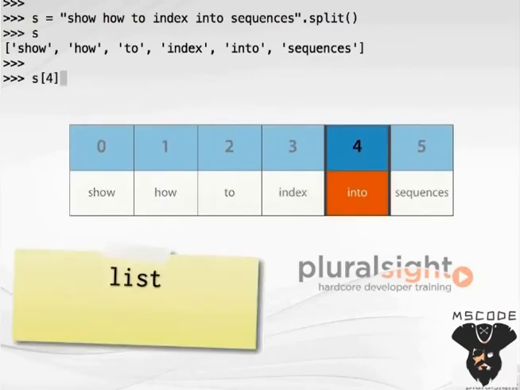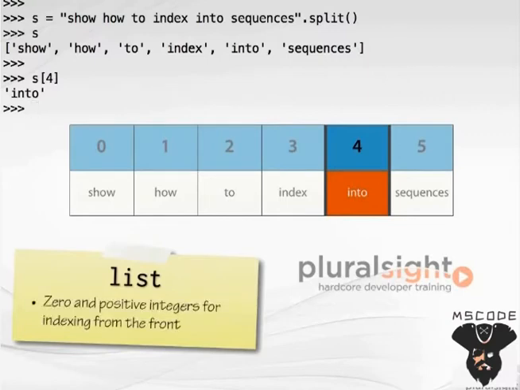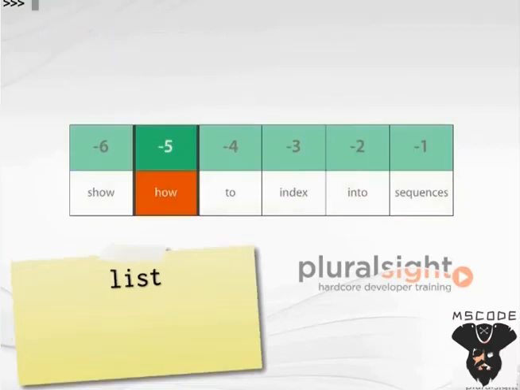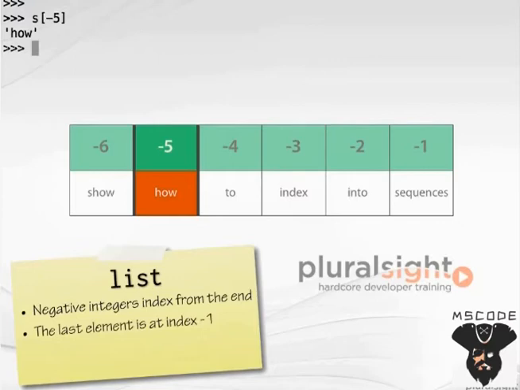We're already familiar with how 0 and positive integers index the list from the front using a 0-based index. Here we extract the fifth element by using the index 4. One very convenient feature of lists and other Python sequences, and this applies to tuples too, is the ability to index from the end rather than from the beginning. This is achieved by supplying negative indexes. For example, we can access the fifth element from the end by supplying the index -5. The last element of the sequence is at index -1.